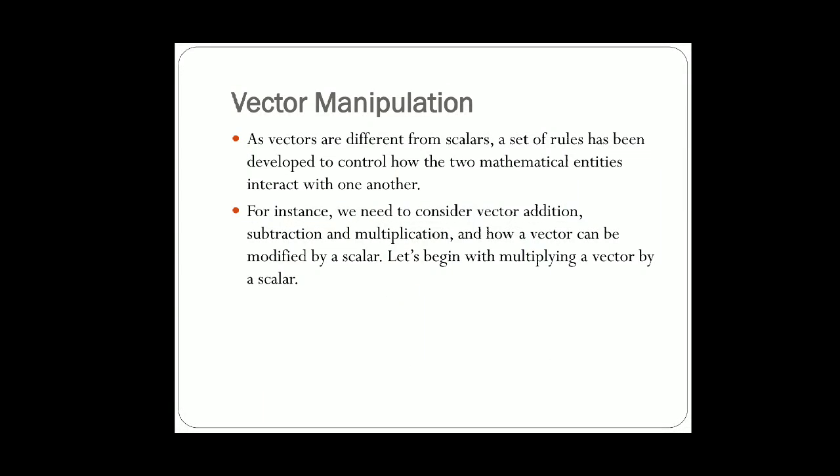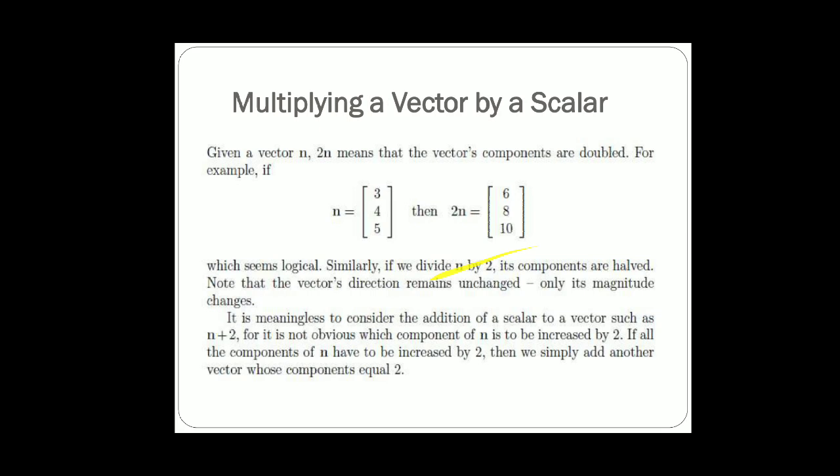So, in the last lecture, we had completed till vector manipulation, and the next topic which we'll start today is multiplying a vector by a scalar. So, we'll take the scalar first and then we'll move on to the different vector manipulation levels. Priorly we'll be going with a 1 by 1 matrix only, and then we'll move to a 3 by 3 matrix and all other calculations. So given a vector n, 2n means the vector's components are doubled.